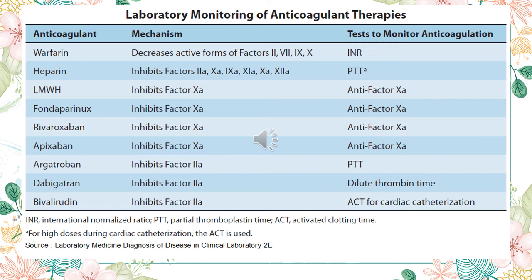What test should I use to monitor? For warfarin, I should monitor by INR. For heparin, I should monitor by PTT. Some reagents are sensitive to heparin and some reagents are not. We should consider this. For low molecular weight heparin, I should monitor through anti-activated factor 10, as with apixaban and rivaroxaban, the activated factor 10 inhibitors, or the direct thrombin inhibitor. I should use the proper test to monitor the desired drug.